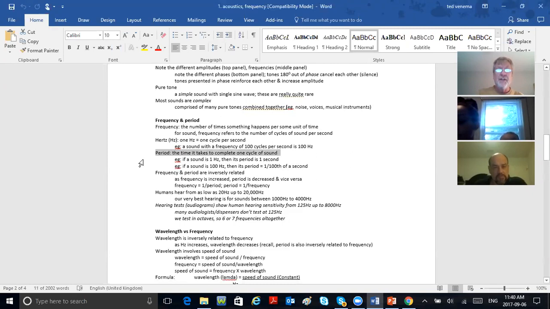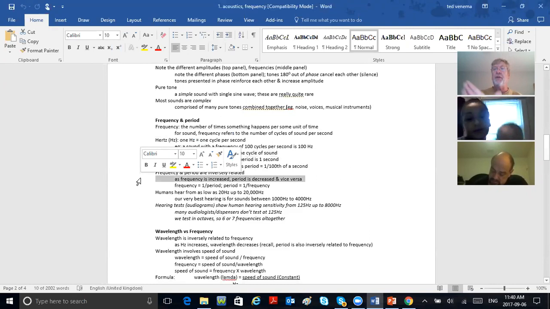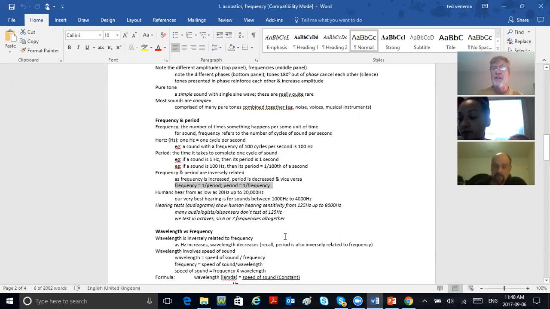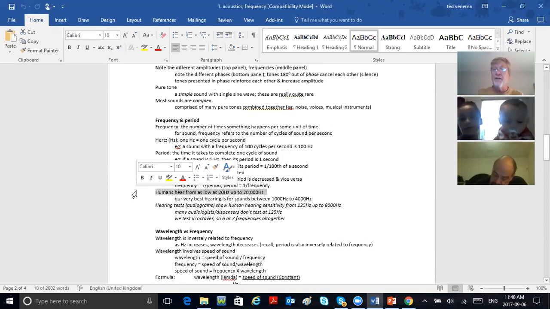For example, if a sound is 1 hertz, then its period is 1 second. And read with me here. If a sound is 100 hertz, then its period is 1/100th of a second. So period and frequency are inversely related. As frequency is increased, period is decreased. As period is increased, frequency is decreased. They are inversely related. So here it is. Frequency is 1 over the period. Period is 1 over the frequency. Humans, we said, can hear from 20 hertz to 20,000 hertz.